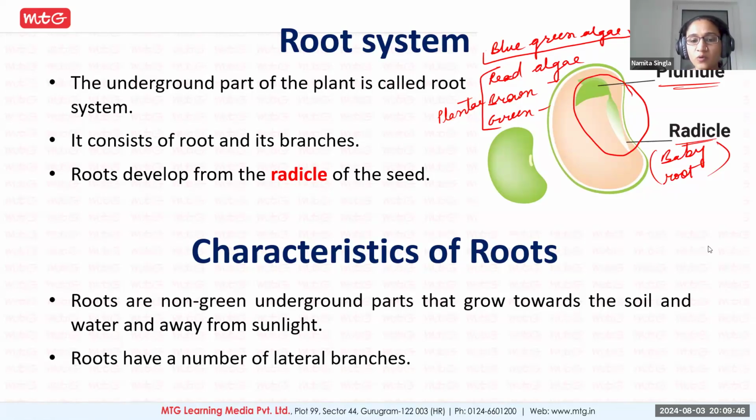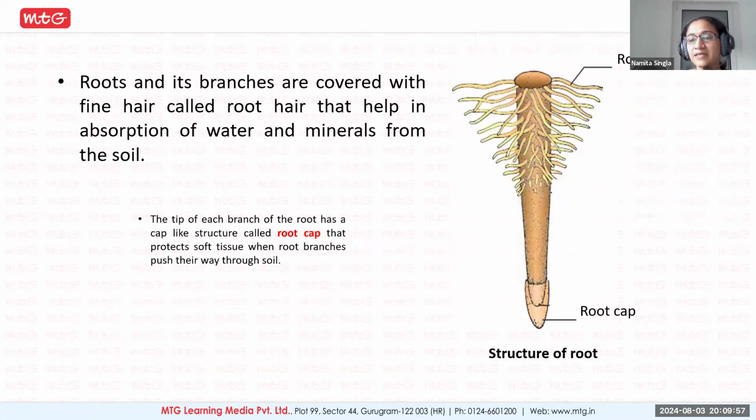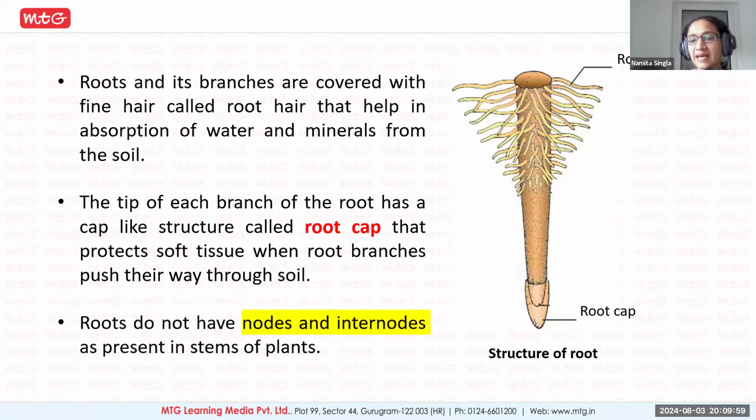Characteristics of roots: we all know that roots are positively geotropic and negatively phototropic. They develop a number of lateral branches. So we will be talking about roots and their lateral branches. All the branches of the roots which grow on the sides are called the lateral branches.